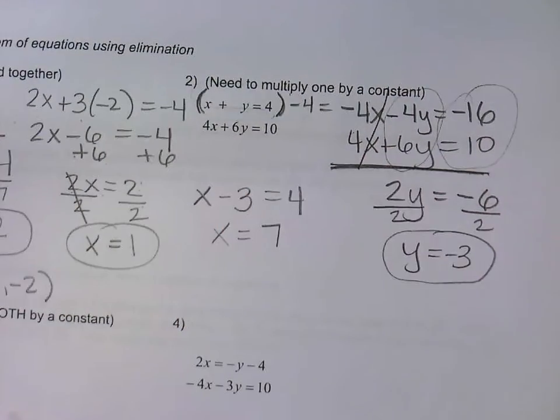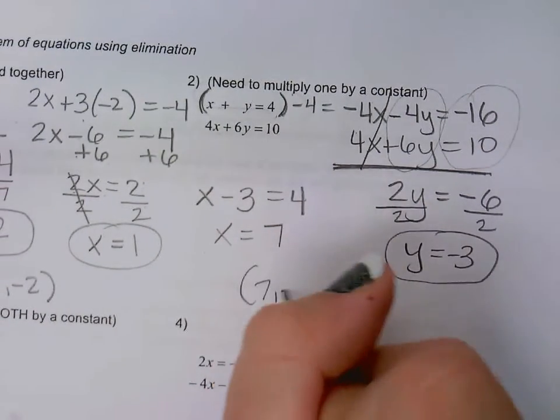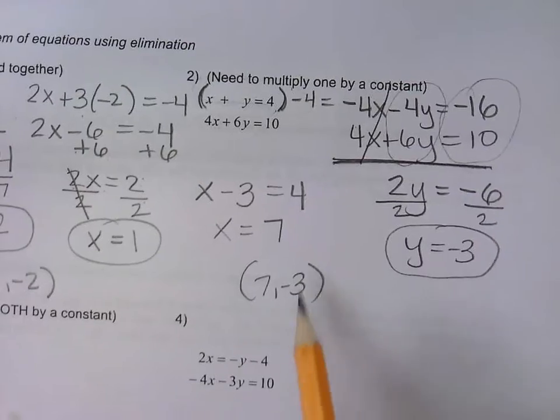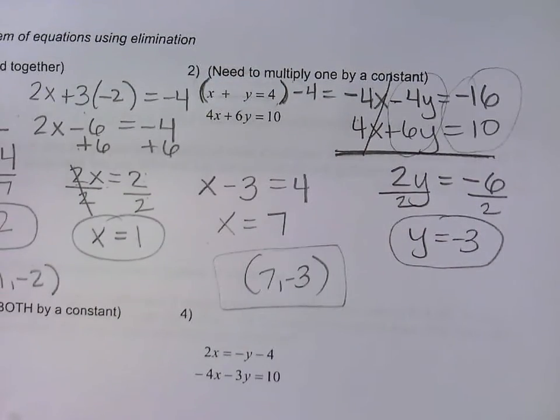7, right? Add 3 to both sides. 7 comma negative 3. So the second step, when you have to plug it back into the equation, that's the same as if you were doing the first step from substitution.